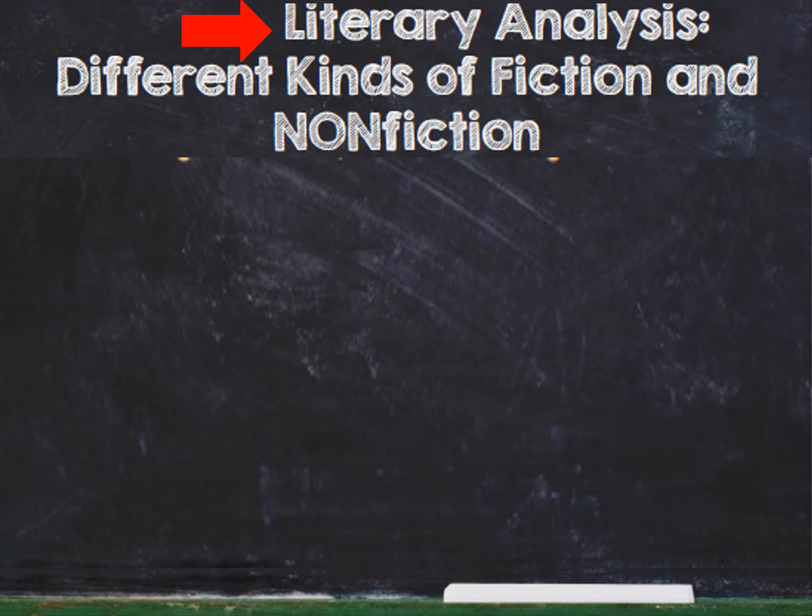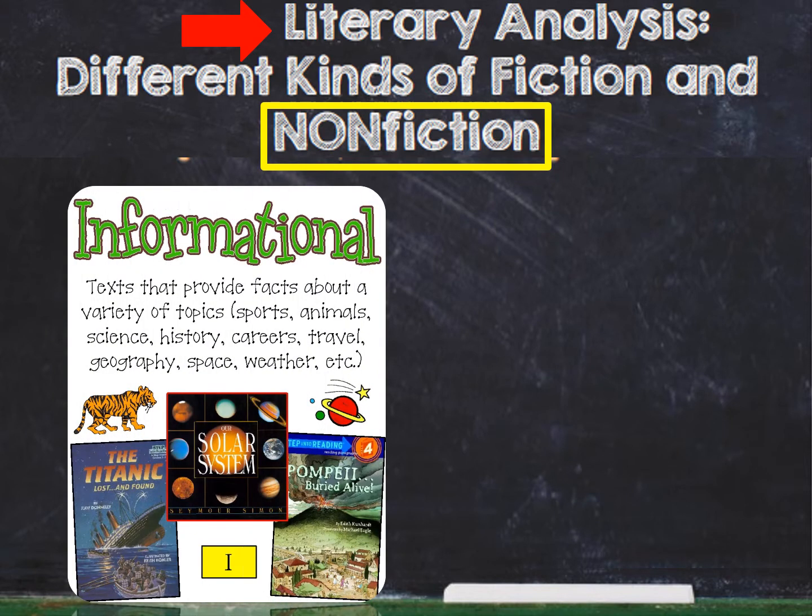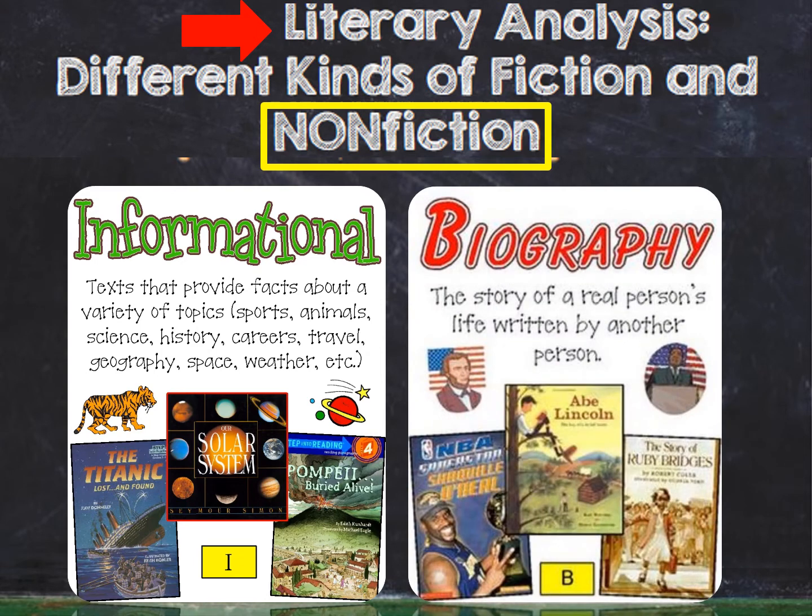On Friday, we discussed a literary analysis. We looked very closely at different kinds of fiction. Well, today we are going to look at different kinds of nonfiction. For example, we could have informational texts that provide facts about a variety of topics: sports, animals, science, history, careers, travel, geography, space, and weather. Or we could have something like a biography, the story of a real person's life written by another person.